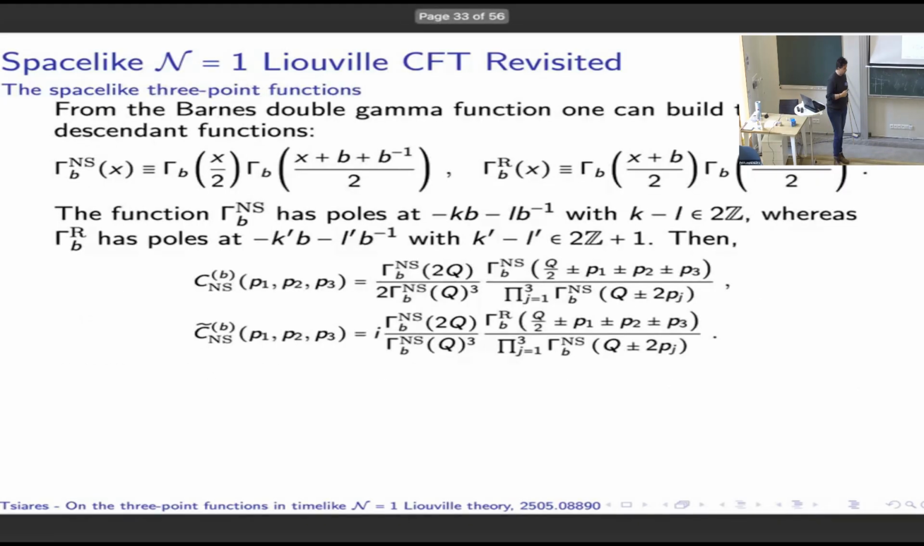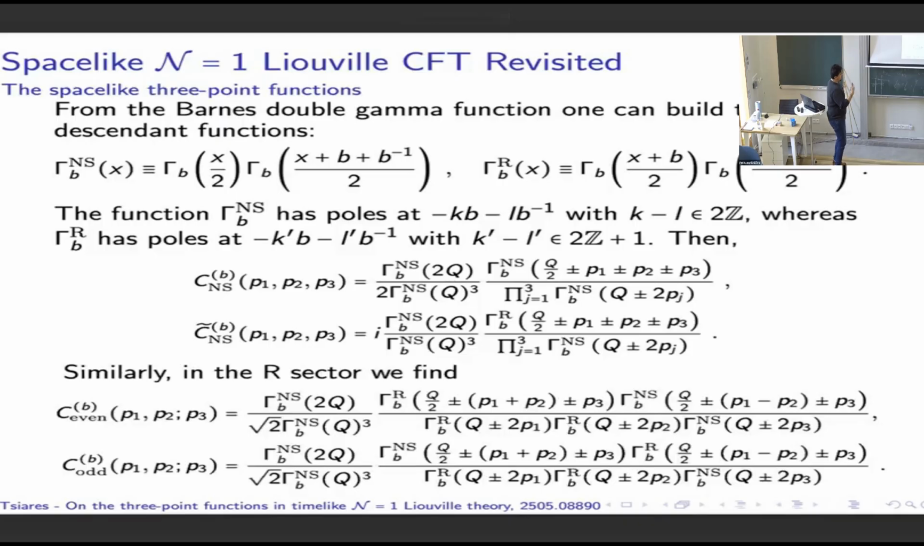Similarly, we do the same trick that I showed before, except now we involve some Ramond field. We implement the determinant representation, the Ramond algebra. And similarly, we arrive at these expressions for the C even and C odd.